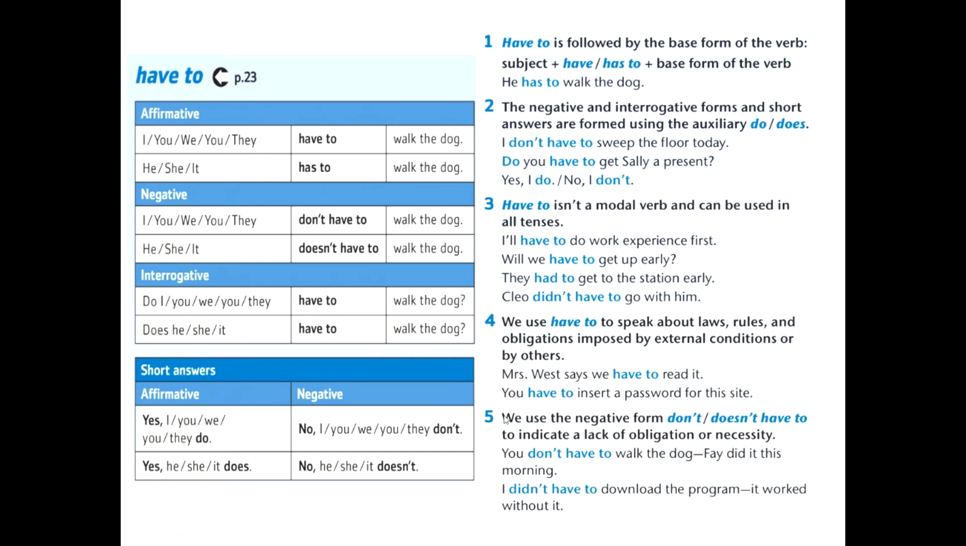And in number 5 it says we use negative form, don't, doesn't have to indicate a lack of obligation or necessity. Falta de obligación o necesidad. That's the way we use don't have to or doesn't have to. You don't have to walk the dog. Faith did it this morning. I didn't have to download the program. It worked without it.